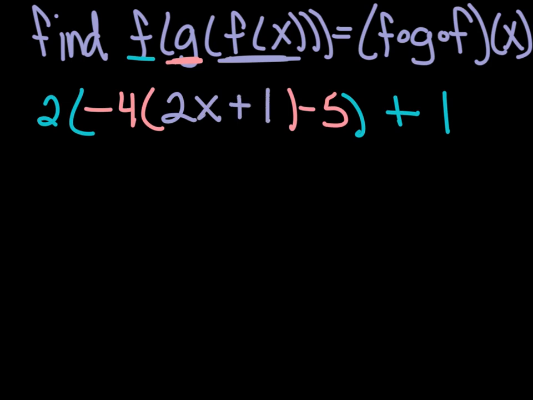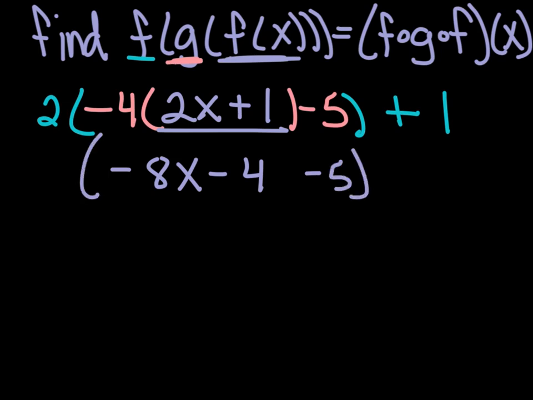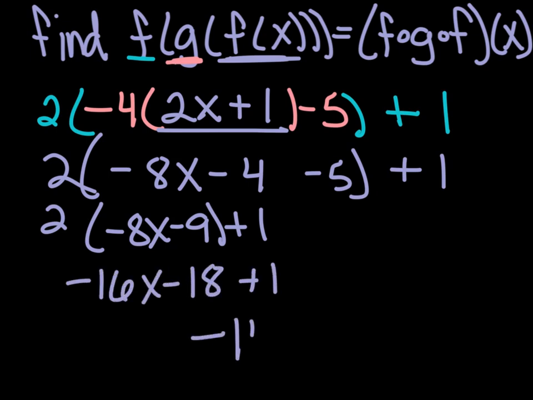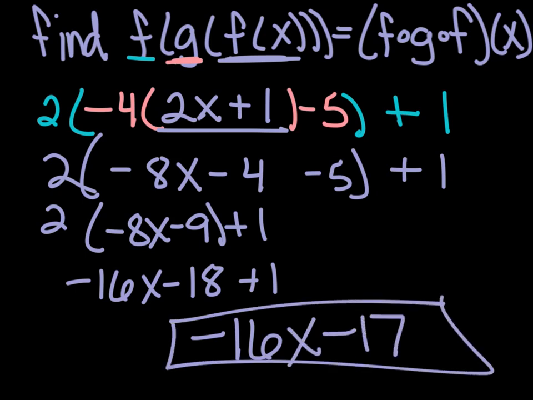And so we need to remember our PEMDAS, and we have to work from the inside, the innermost parentheses. So we've got negative 8x minus 4, minus 5, 2, and 1. So that means we've got negative 8x minus 9 on the inside here. Then I can distribute my 2: negative 16x minus 18 plus 1 gives me negative 16x minus 17. And there it is.